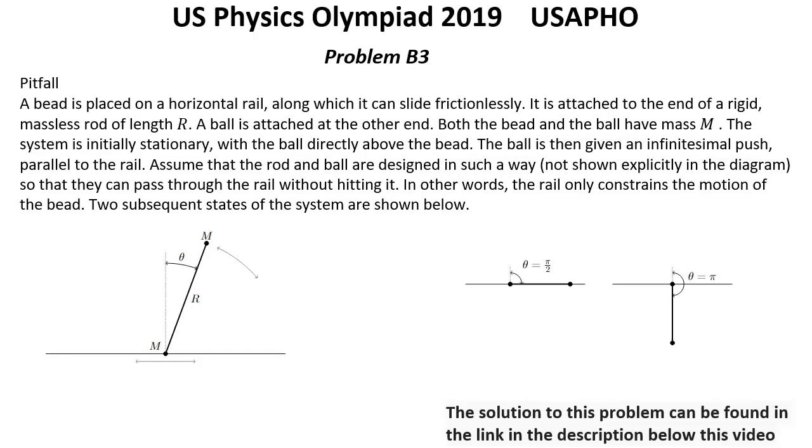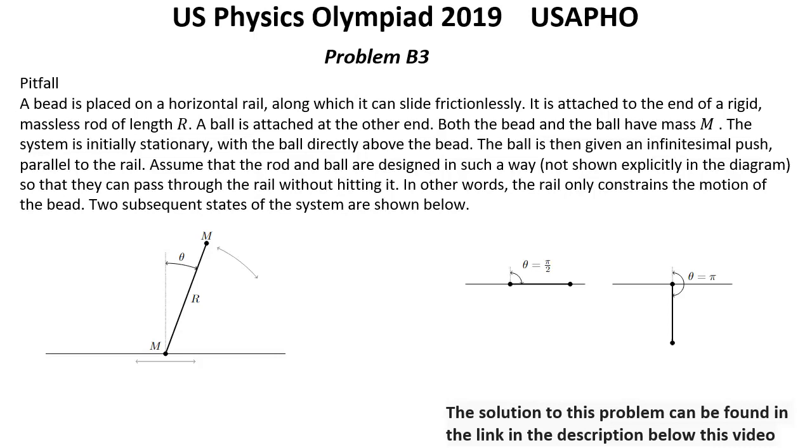US Physics Olympiad, year 2019, USAPHO, final round. Problem B3. Pitfall. A bead is placed on a horizontal rail along which it can slide frictionlessly.